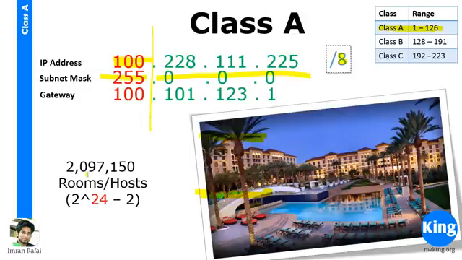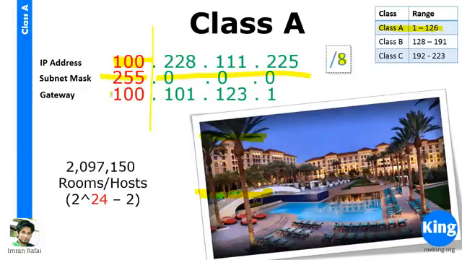Well, even if you compare it with our hotel analogy, it is absolutely impossible to control a hotel of this size. Similarly, to control a network of this size, having 2,097,150 devices or hosts, is very, very inefficient, and that is exactly why we will use subnets, like you will see in the next video.